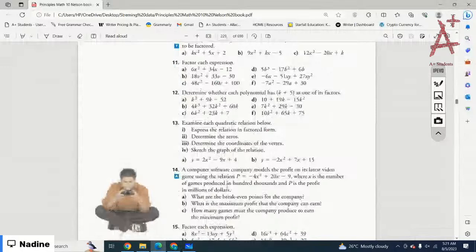Okay, let's just do question number 12. Determine whether each polynomial has k plus 5 as one of its factors. The first one is k square plus 9k minus 52.